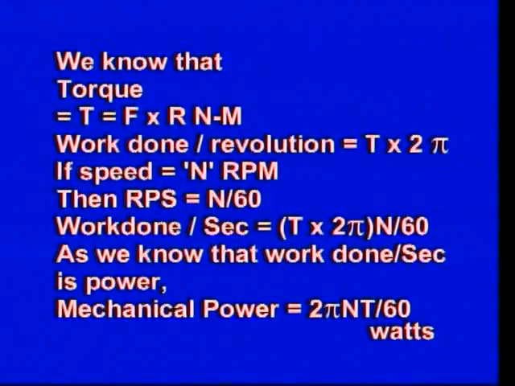So if speed is equal to n rpm, that is revolutions per minute, then revolutions per second will become n by 60. So work done per second will become T into 2 pi into n by 60, or 2 pi nT by 60. This work done per second, we know that it is power. Therefore, power, that is mechanical power, is equal to 2 pi nT by 60 watts.